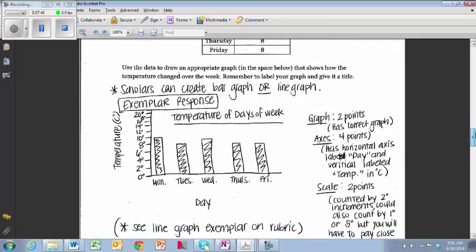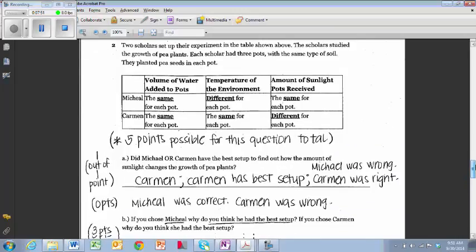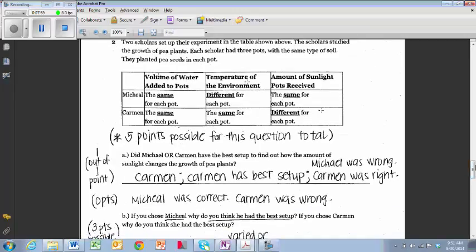So we're going to move on to question number 2. Question number 2 is only worth up to 5 points, so it can be a little bit easier to grade because of that. So the first thing that you'll notice is that scholars will have to read this information of an experiment that 2 scholars did, and then what each scholar did, Michael and Carmen, and then they have to determine whether or not it was the best setup, who had the best setup, and then why they had the best setup, and then what they might do differently.